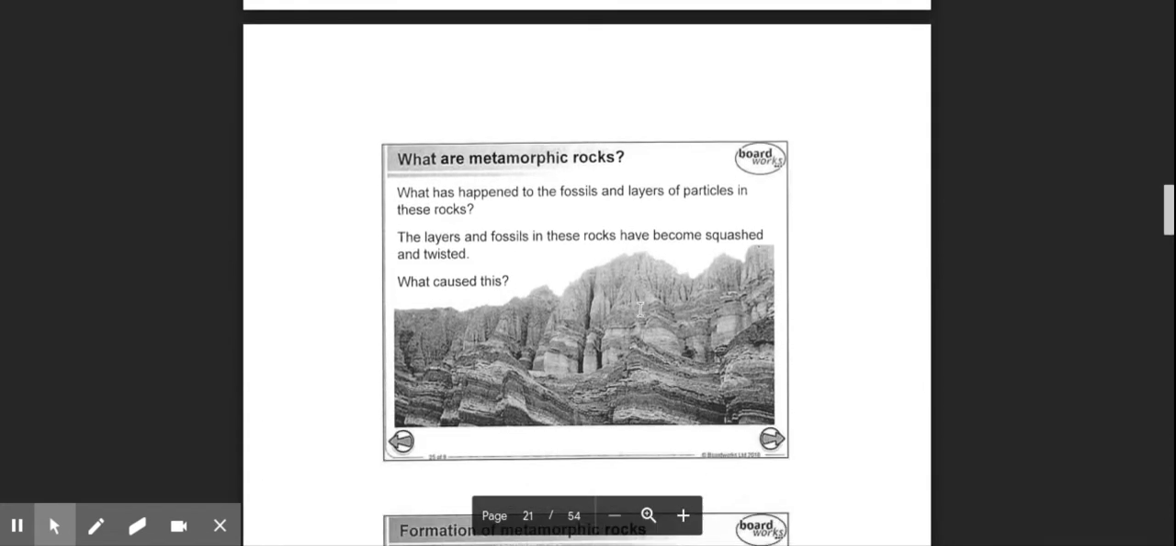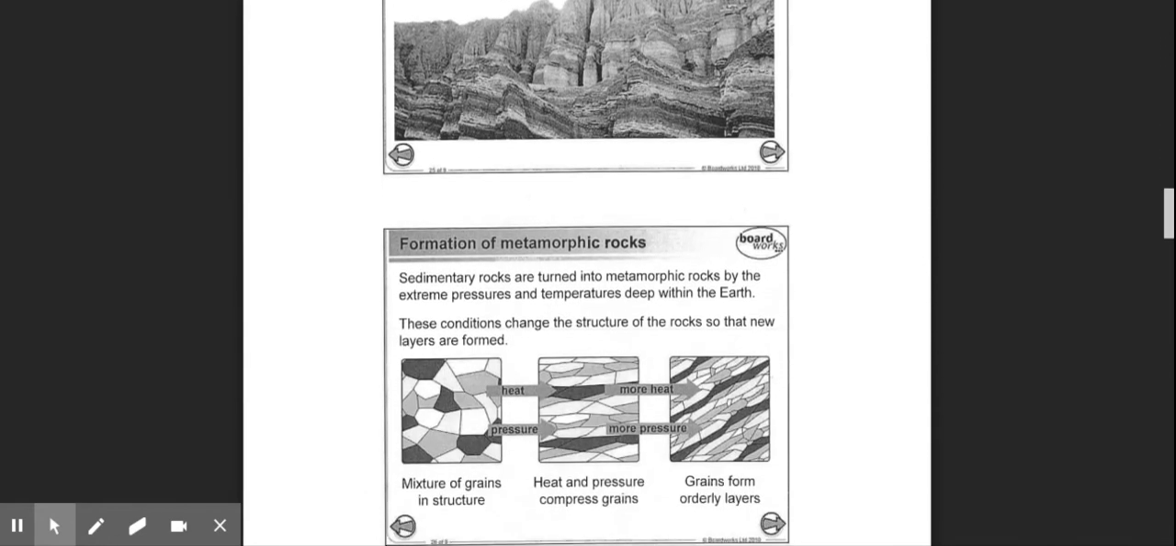As I said before, metamorphic rocks will not have any fossils in them because of that extreme heat and pressure. They would get deformed, they would get squished, and you would no longer see them.